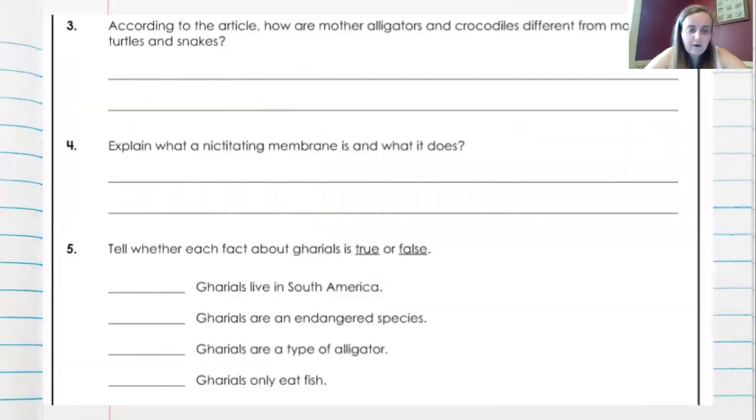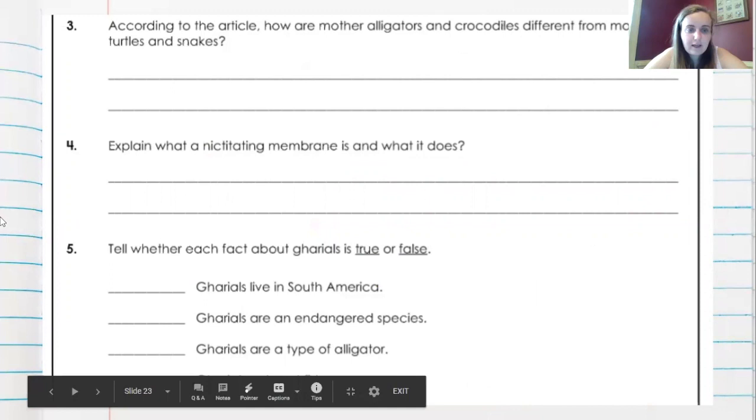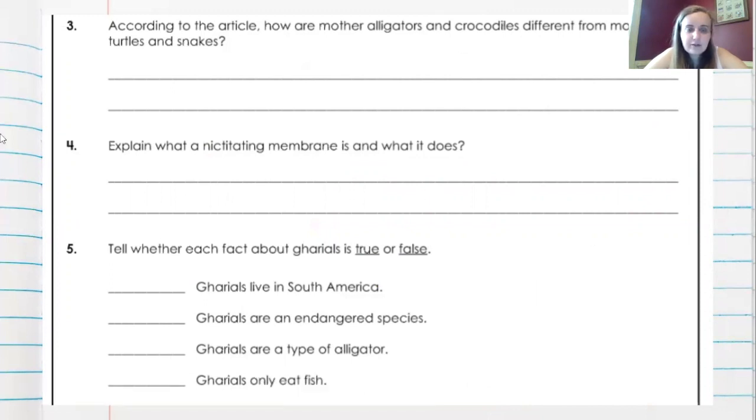So now if you want to pause the video and answer these 3 questions on your paper, you can, or I can read them out loud to you. We'll check them once you have answered all 3. Number 3 says, according to the article, how are mother alligators and crocodiles different from mother turtles and snakes? You can pause the video and get that question answered. Number 4 says, explain what a nictitating membrane is and what it does. Go ahead and pause the video and answer that question.